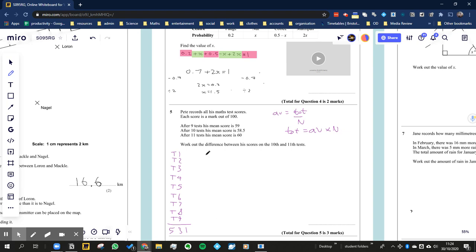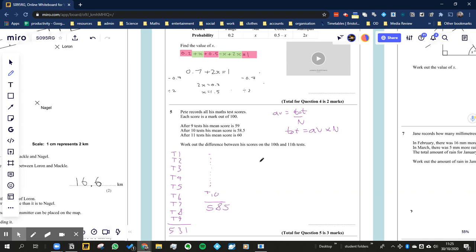And then it says, after 10 tests, his mean score is 58.5. So we can just imagine now, we'll just do this bit in our heads. You can imagine that says T1 to T10. And the average score is going to be 58.5, so you would multiply it by 10 this time, and the total score would be 585, which means the 10th test added the difference, didn't it? So you can now work out what the score of the 10th test would be.